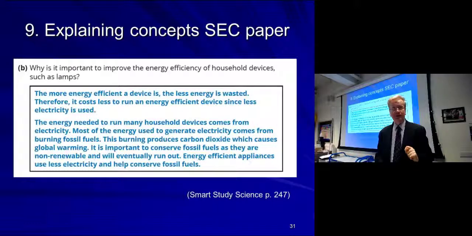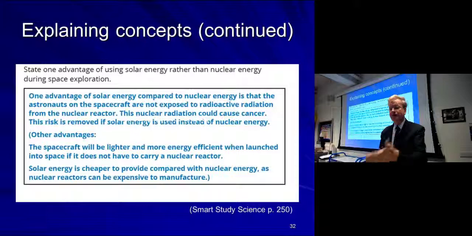The ninth topic that you could be asked about is explaining concepts on the SEC paper, to show that you understand why, for example, it's important to improve the energy efficiency of household devices. And look at the model answer that we have there on page 247 and note the detail that is required. Likewise, stating advantages of using solar energy rather than nuclear energy during space exploration.